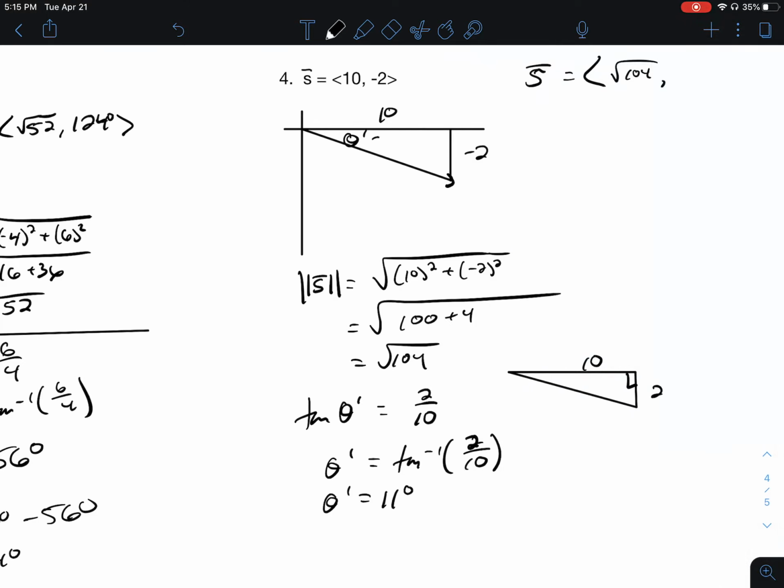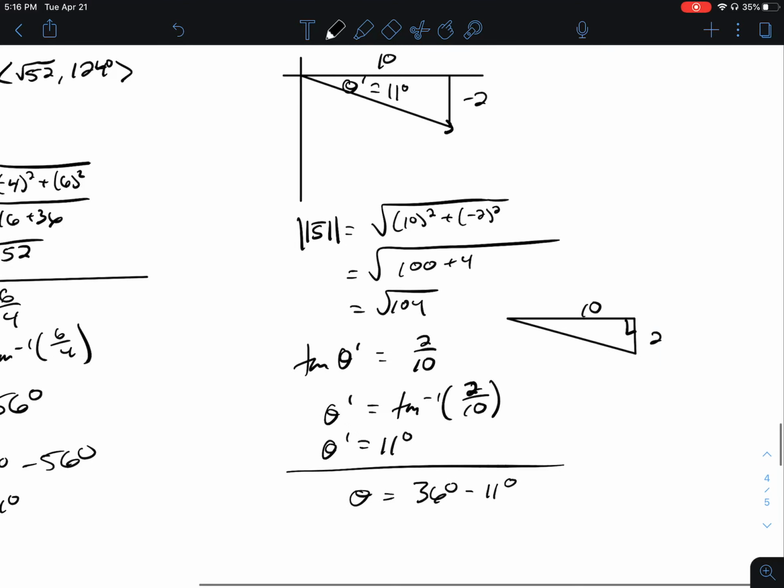Now, if you see where this 11 degrees is, in standard position, that's 11 degrees short of 360. So in this case, theta is going to be 360 degrees minus 11 degrees. I left off my 0 in 360. Oh, bother. So that's going to be 349 degrees.